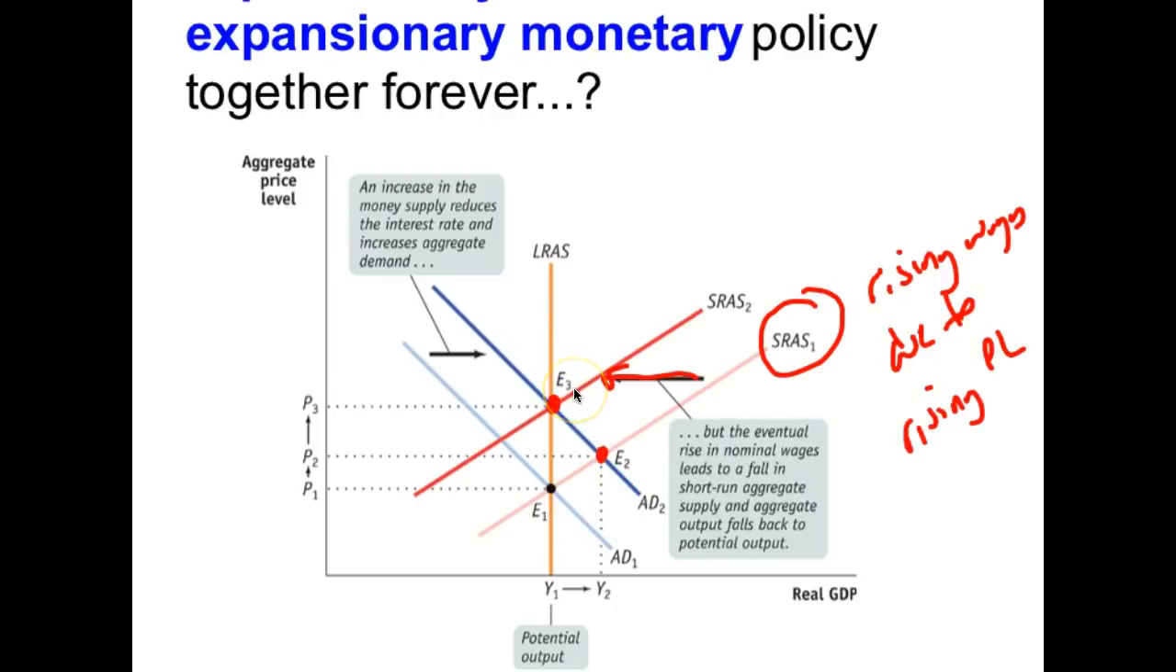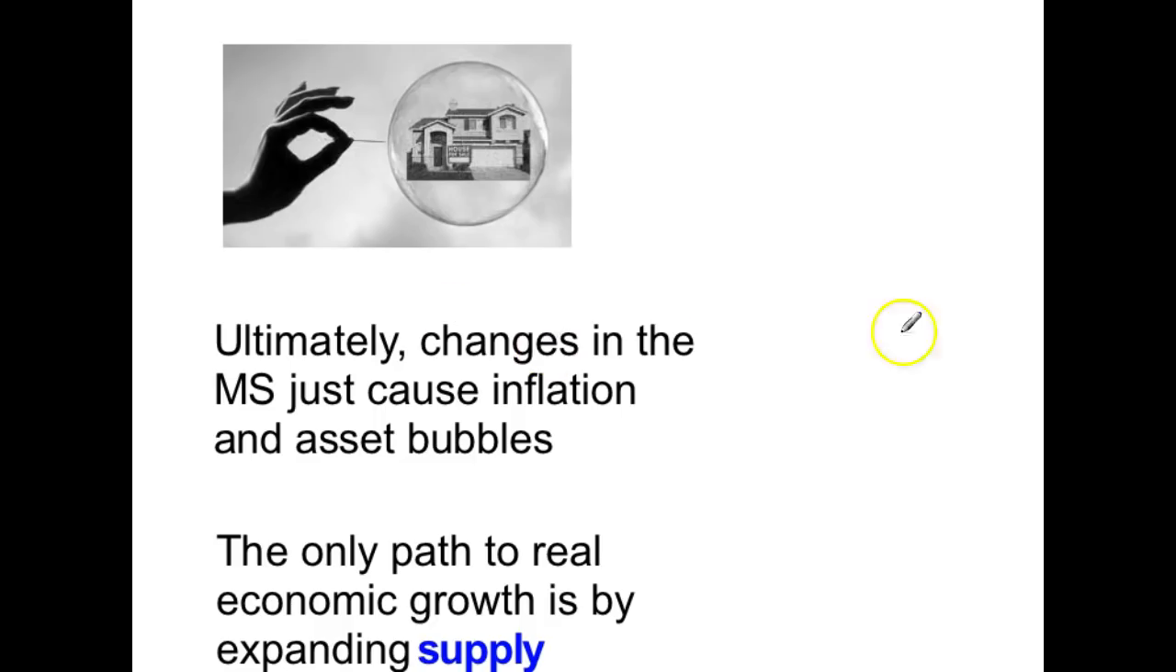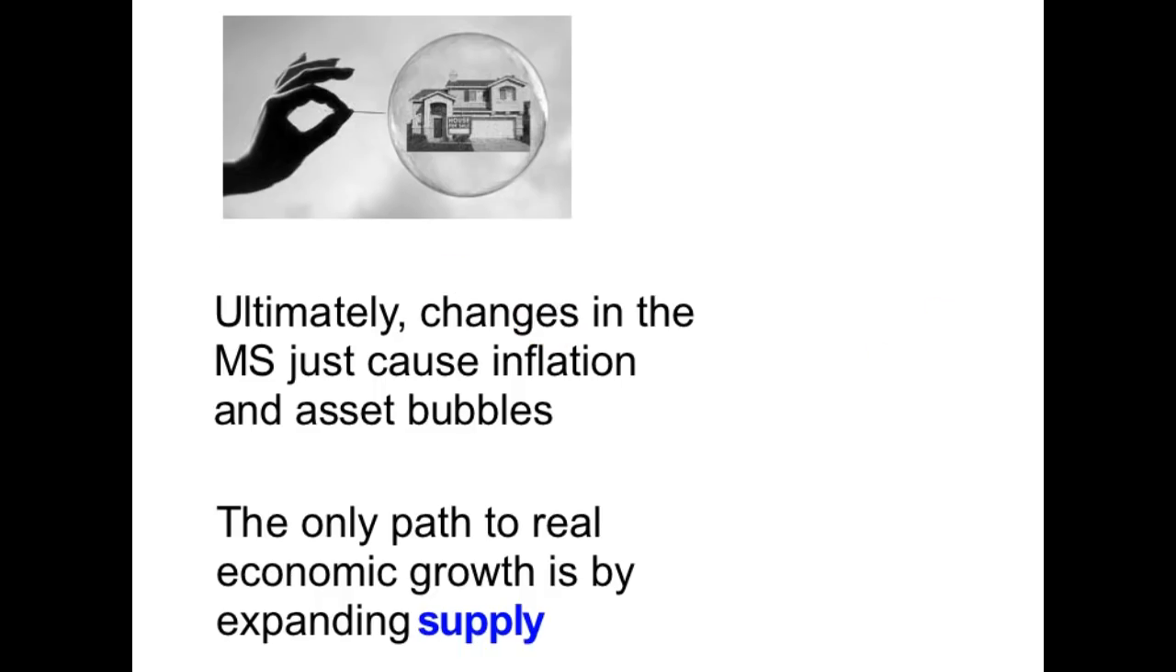And remember the Fisher equation. Those higher price levels, that increased inflation rate is going to cause banks to start saying, it's time for us to also raise nominal interest rates. So even this combination of policies can backfire in the long run. Ultimately, in the long run, if you keep increasing the money supply, you're just going to cause inflation and asset bubbles. So the only path to real economic growth, the only way to keep your economy growing is by expanding supply. You can't do it with any combination of simple Keynesian monetary and fiscal policies.